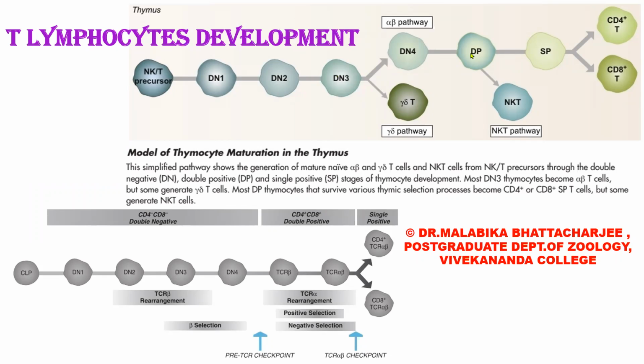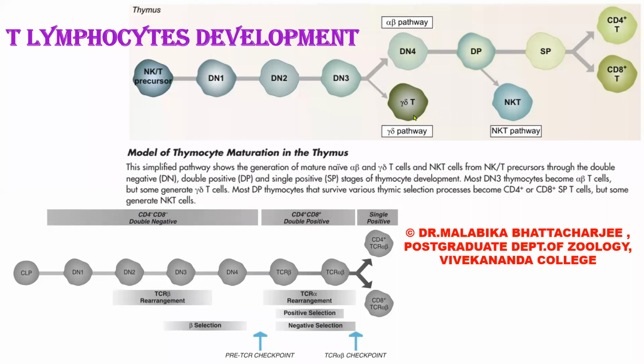We have double positive cells, that is, cells positive for both CD4 and CD8. Then single positive cells, where there is a positive selection and the cell is positive for either a CD4 molecule or a CD8 molecule. Finally, we have two committed members, CD4 positive T lymphocytes and CD8 positive T lymphocytes. However, if you look at this picture, it is from the double positive cells that the NKT pathway diverges out. I'll be dealing a bit with the divergence of these two pathways later on.